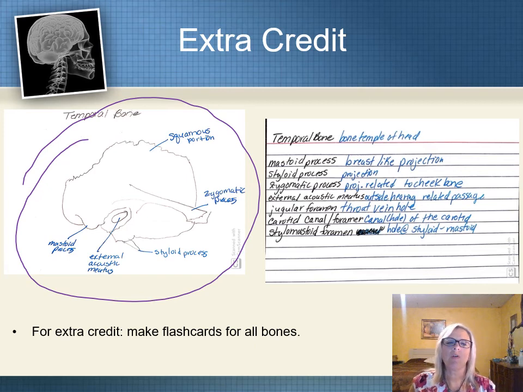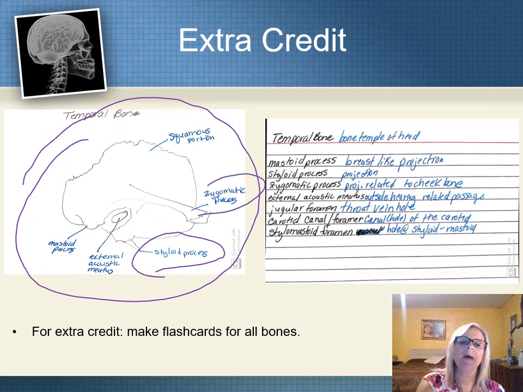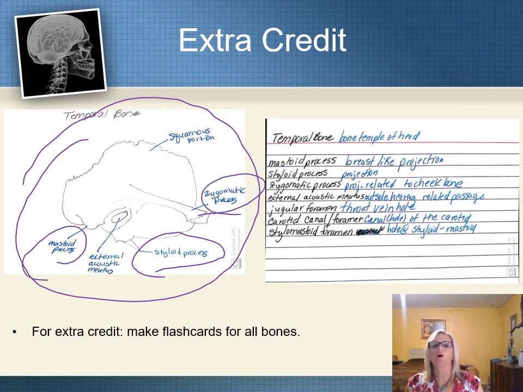And then labeling all these features. So here is the styloid process on there, the zygomatic process, the mastoid process, okay? And so those are all labeled on the bone. And then on the flip side of that card, I want you to use those two resources that I just showed you to write what these words mean.